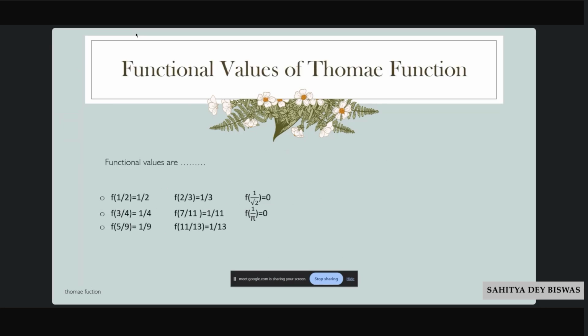Now we'll see some functional values of Thomae function. As we said before, for a rational number f of p by q equals 1 by q. From that we can say that f of half equals half, f of 3/4 equals 1 by 4, f of 7 by 11 equals 1 by 11. And for irrational numbers the functional value is 0. So f of 1 by root 2 equals 0, f of 1 by pi equals 0, etc.